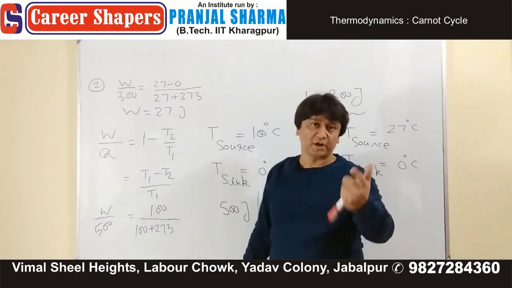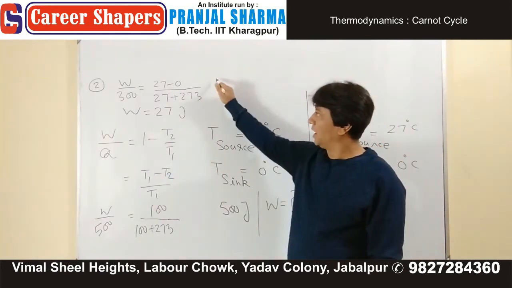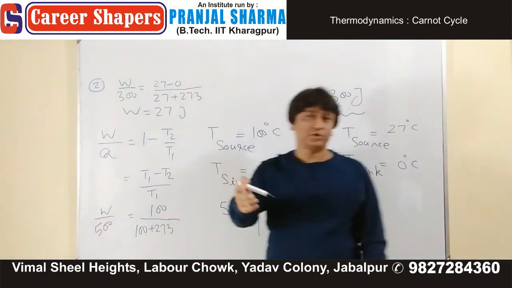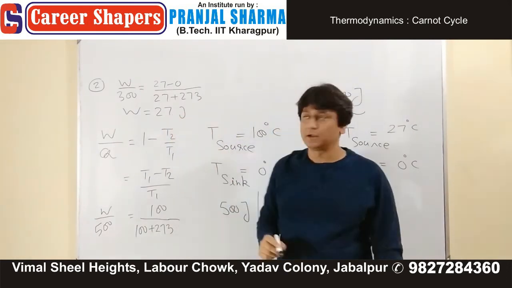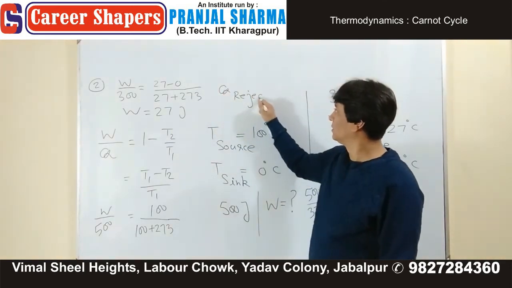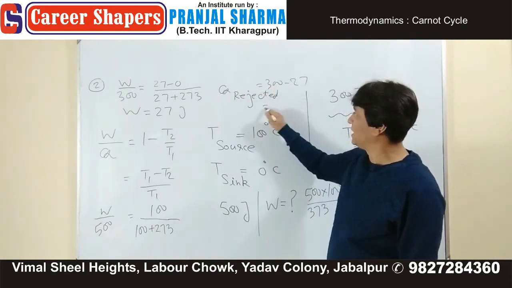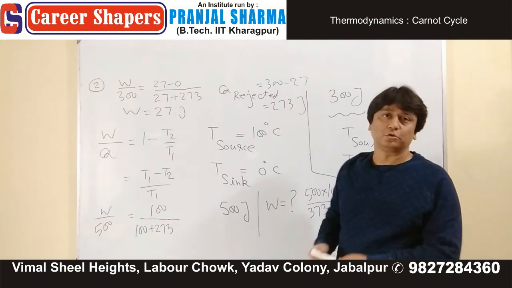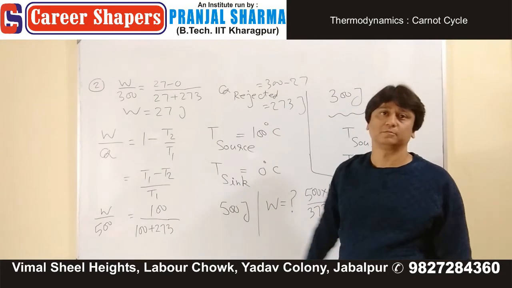But what my question is, I'm asking you how much heat is rejected. I gave you 300 rupees and you purchased an item worth 27 rupees. Then how much did you return me? The heat rejected is 300 minus 27, that is 273 joules. 273 joules heat is coming out.